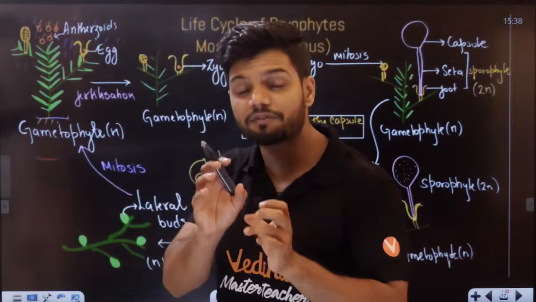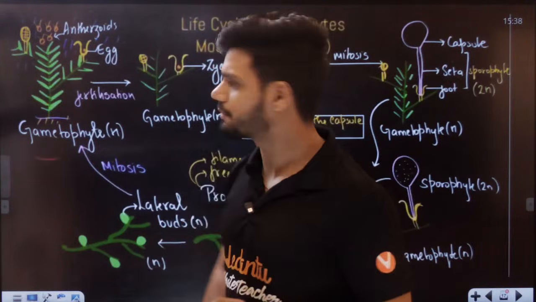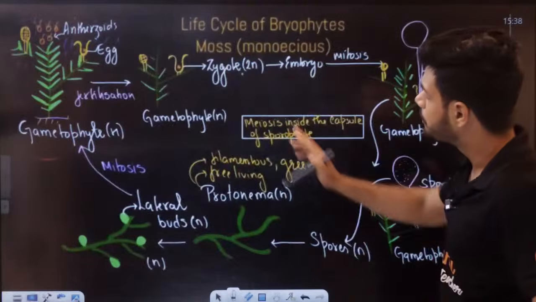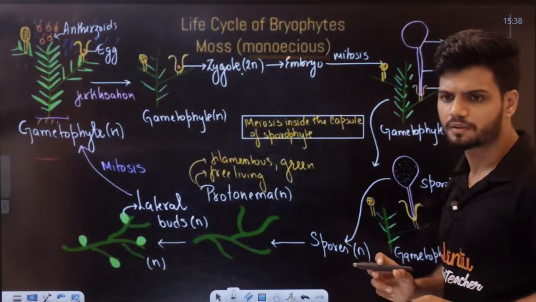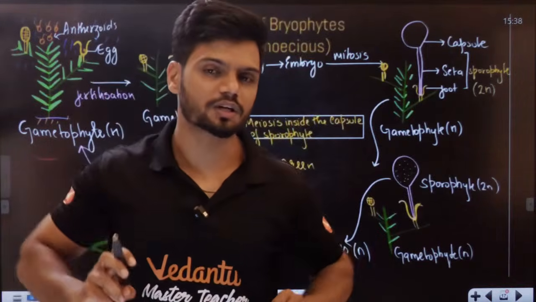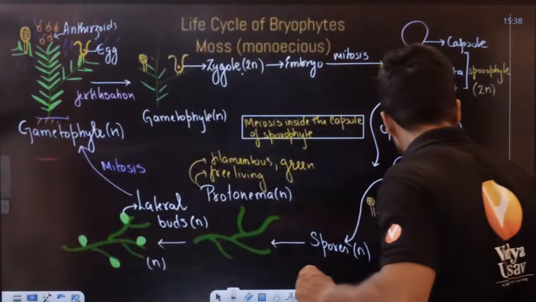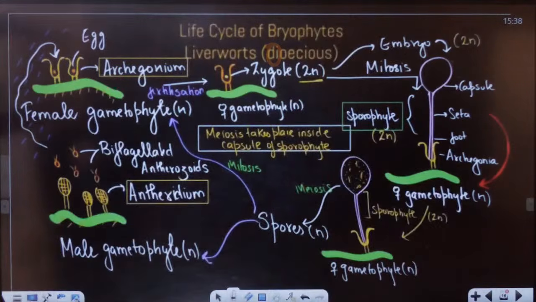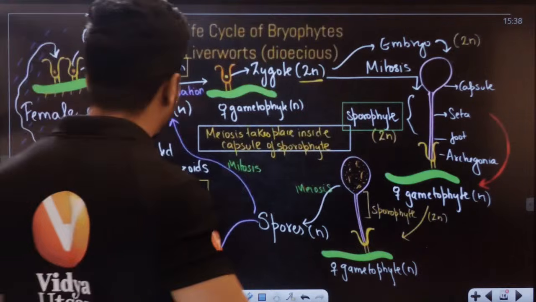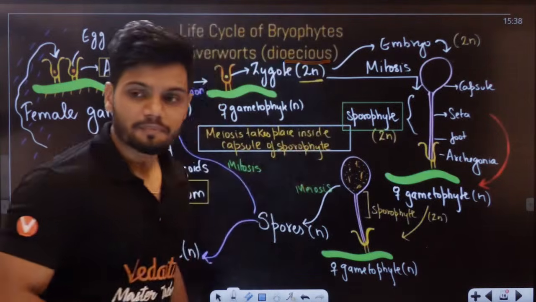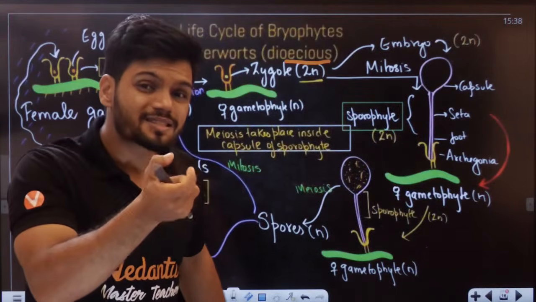Now what is the biggest difference between the two? The first difference is that liverworts are dioecious in nature and mosses are monoecious in nature. What is the meaning of this, students? What is dioecious, what is monoecious? All of you tell me in the chat, students, what is the meaning of di? Di means two. Dioecious means thalloid.